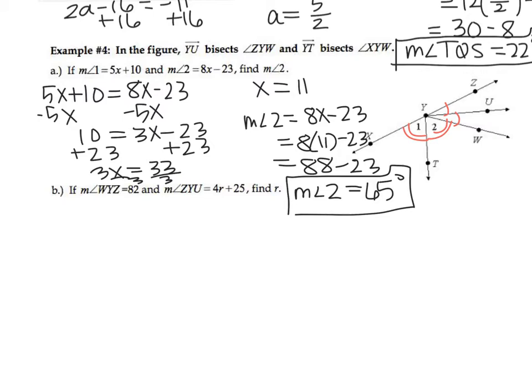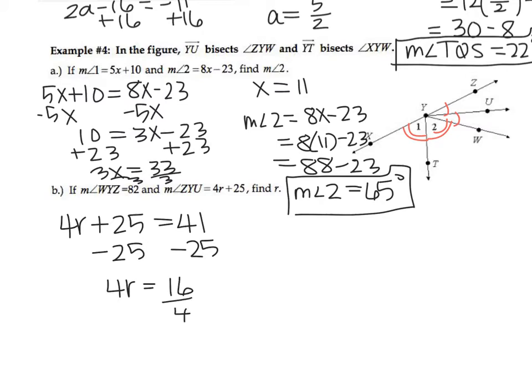So the easiest way to find R is since we know the measure of the entire angle is 82 degrees, the measure of angle ZYU, which is half, is going to be 41. So we know that 4R plus 25 has to equal 41. And that's going to be the easiest way to find R. So we're going to subtract 25, and we get that 4R equals 16, divide by 4, and we get that R is 4. So that's probably the easiest way to solve for R.